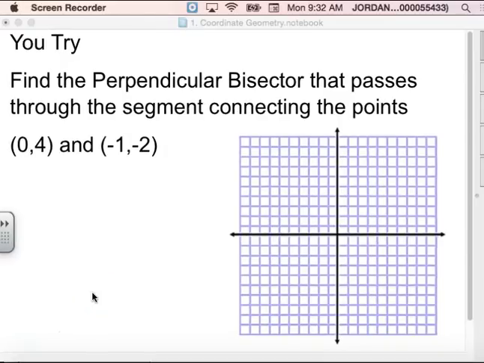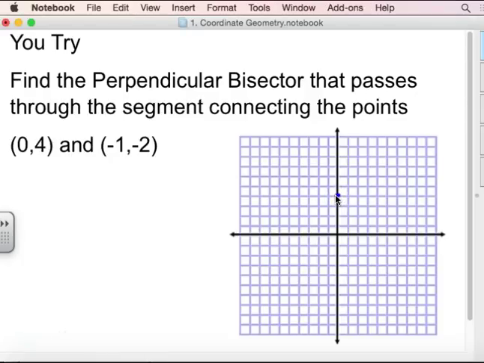Okay, so the first step to making a perpendicular bisector here is to graph these 2 points. So 0, 4 is the point that would go right there, and negative 1, negative 2 will be right there. We'll connect them, and that's step 1. Step 2 is to find the slope of the 2 points. So we count rise and run. We go up 1, 2, 3, 4, 5, 6, and run 1. So our rise is 6, our run is 1. So the slope of the line is 6.